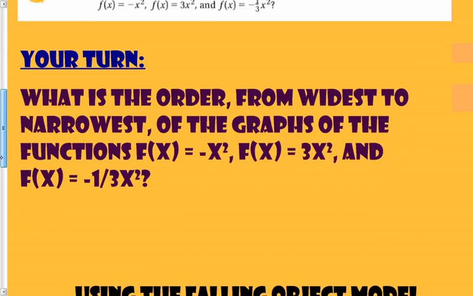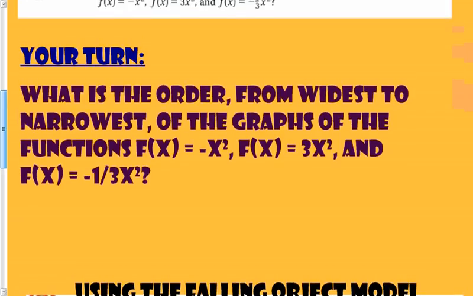So looking at this example to try on your own, it says what is the order from widest to narrowest of the graphs of the functions f of x equals negative x squared or negative 1x squared, f of x equals 3x squared, and then f of x, and you could all say y, equals negative 1/3 x squared. So why don't you pause it and just try it. Put them in order from widest to narrowest. Go ahead.